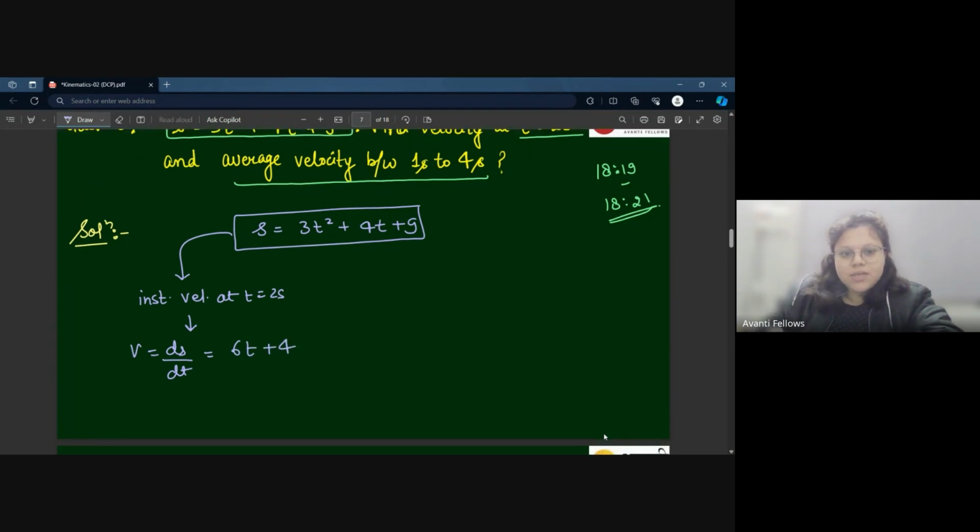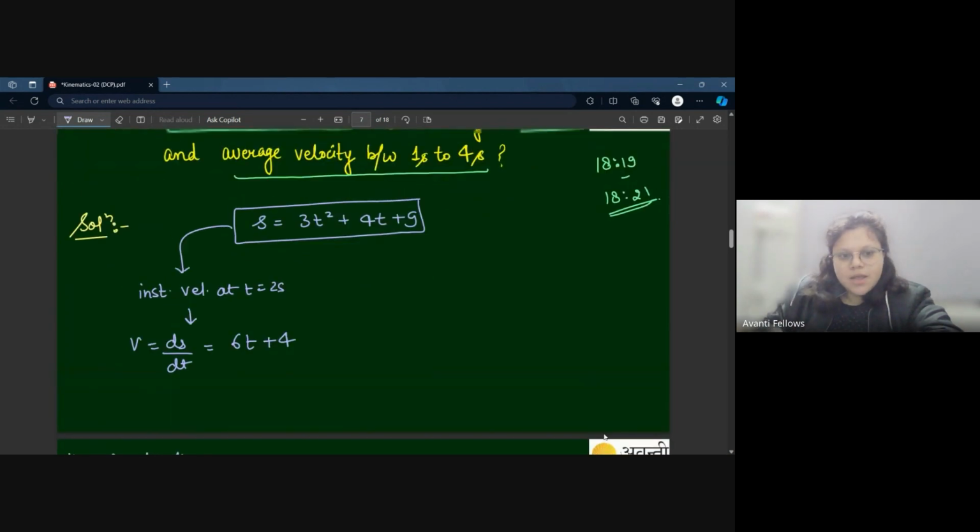Then substitute t equals 2 seconds, and you will get 12 plus 4, which is 16 meter per second. Okay, let's solve for the second part of this question, which is average velocity.